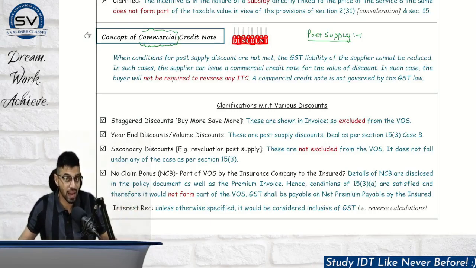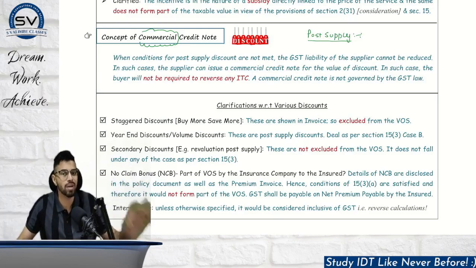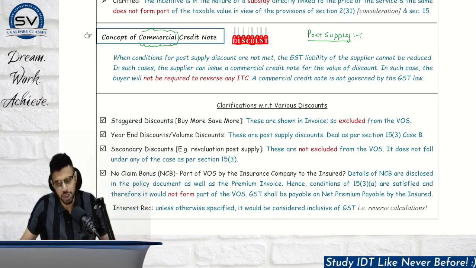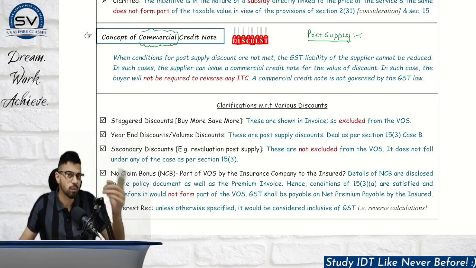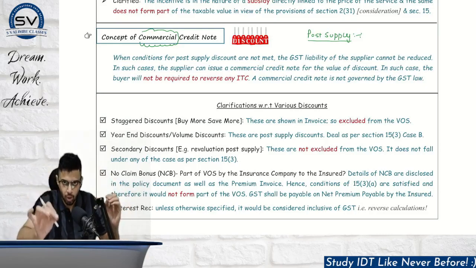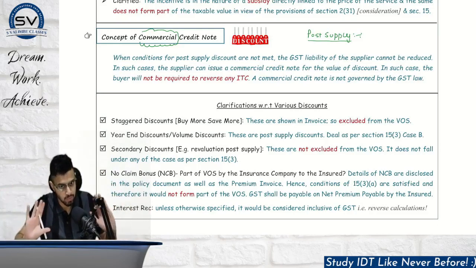Another example of issue of commercial credit note: let's say the time limit to issue credit note is gone. Time limit November, and that we study in the tax invoice chapter. So let's say the time limit is gone, and now I'm issuing a credit note. Because of the time limit issue, the GST portion cannot be changed now, but I need to pay some amount to the recipient. So I will issue a commercial credit note. In simple terms, commercial credit note means a credit note without any impact on GST. I hope this is absolutely clear.